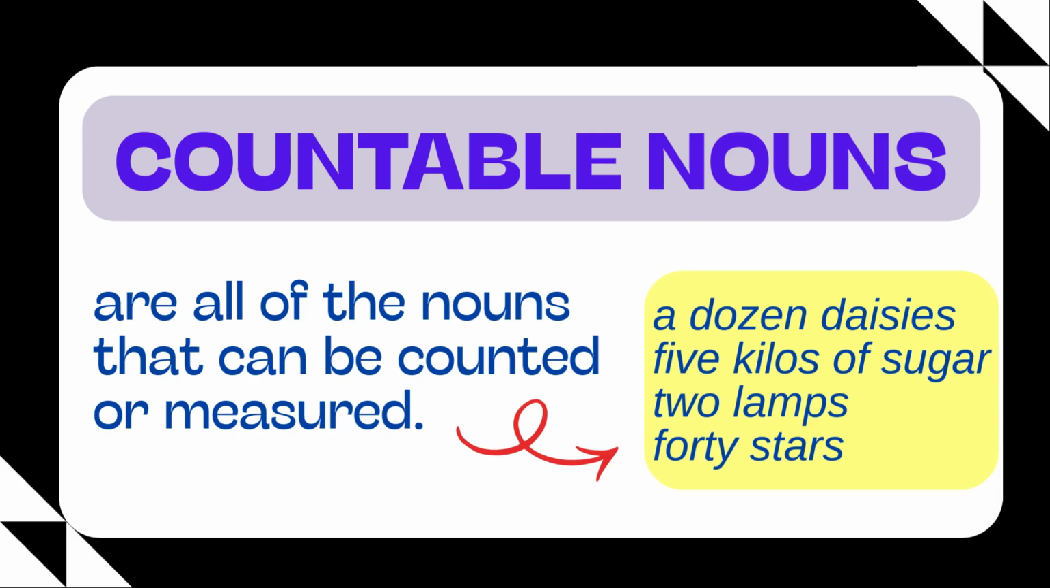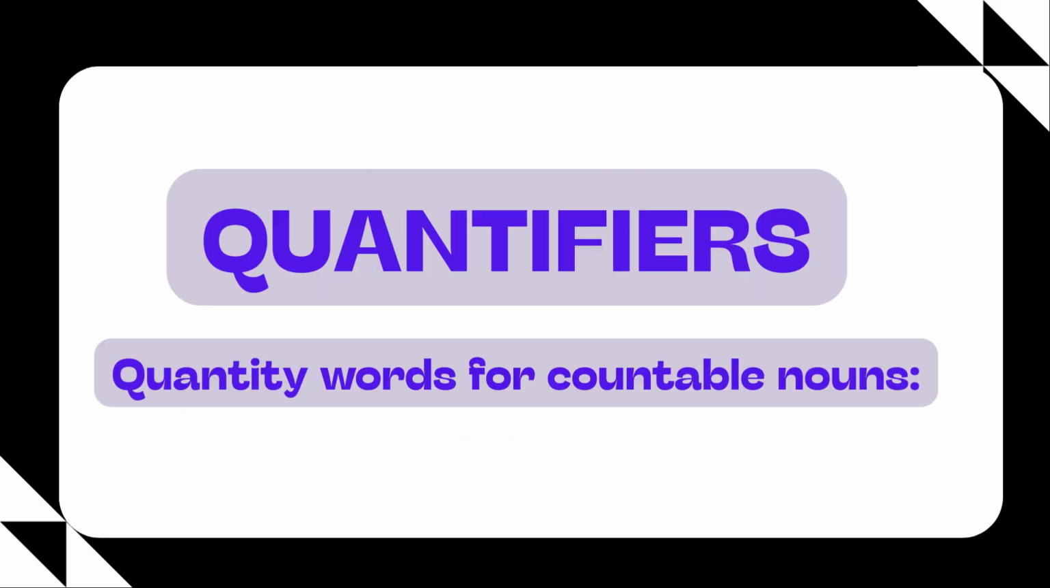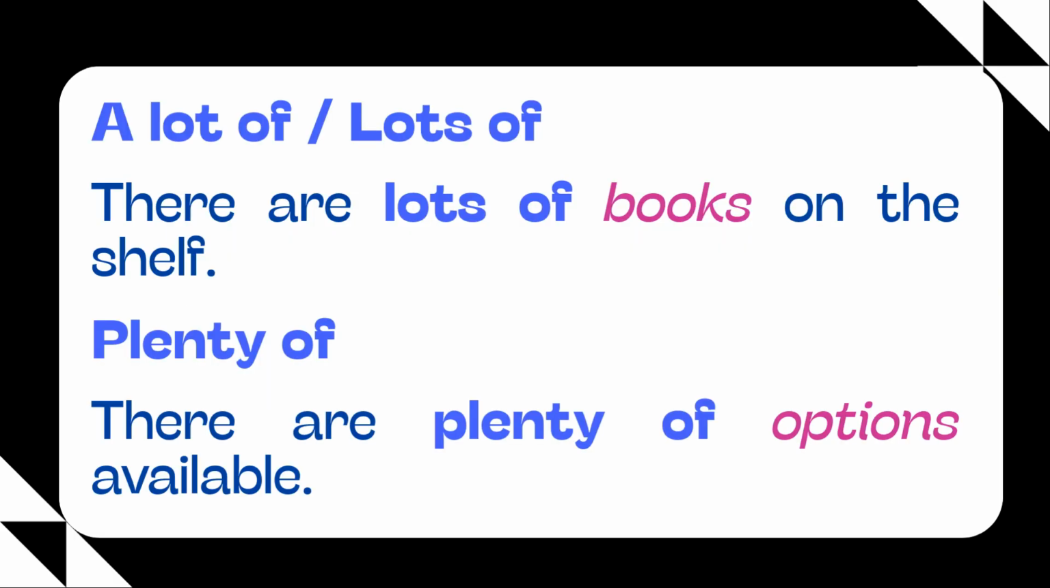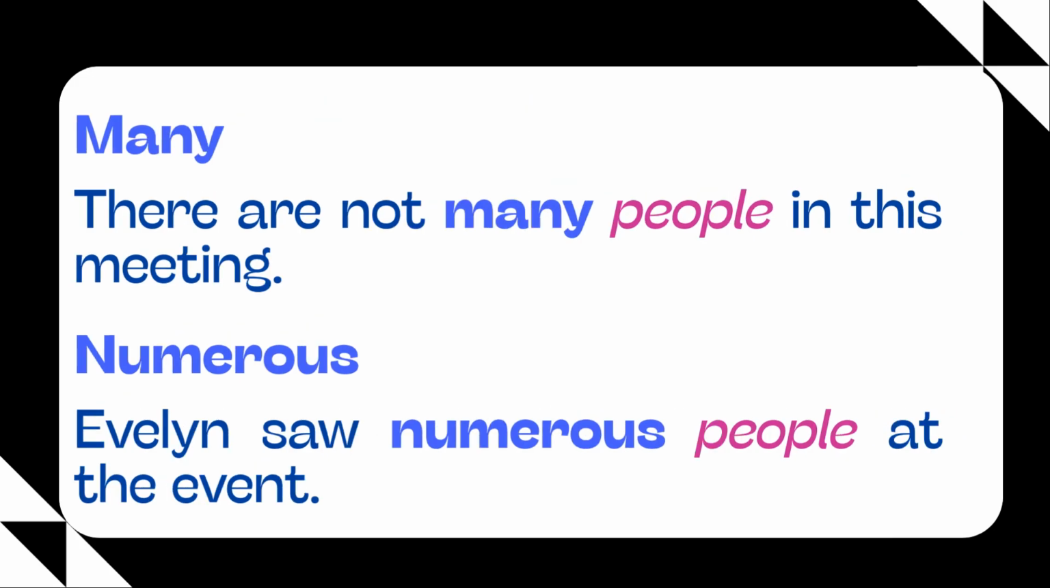Countable nouns are all of the nouns that can be counted or measured. A dozen daisies, 5 kilos of sugar, 2 lamps, 40 stars. Quantifiers, quantity words for countable nouns. A lot of or lots of: there are lots of books on the shelf. Plenty of: there are plenty of options available. Many: there are not many people in this meeting. Numerous: Evelyn saw numerous people at the event.